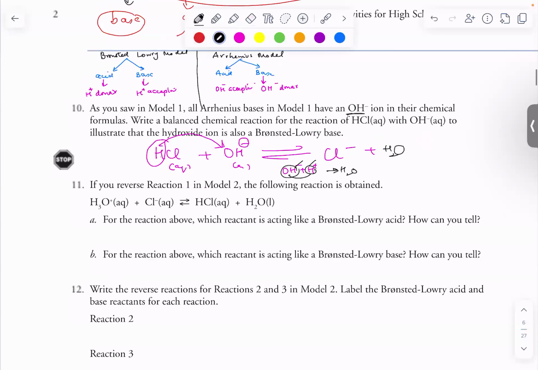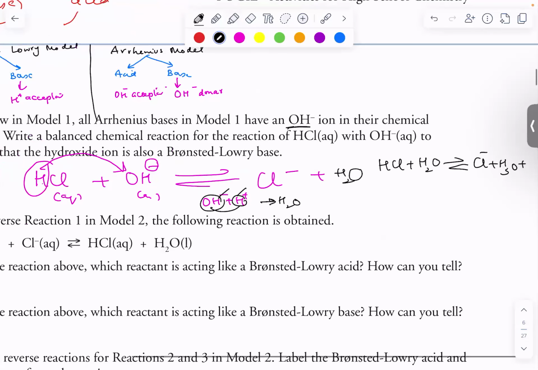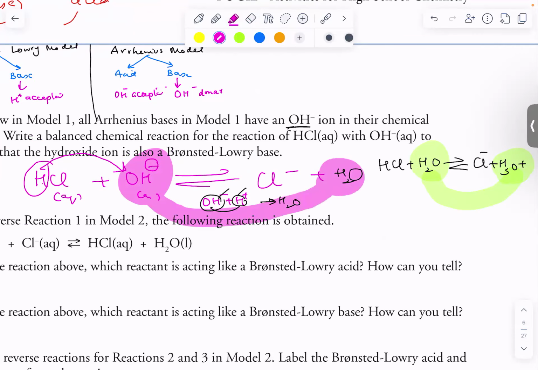So I'll write side by side. Let's suppose the question is given as HCl plus H2O. Then the answer would have been Cl negative plus H3O positive. Please compare these two reactions. What's the difference? Here is OH negative and here is water. So water changes into H3O positive and OH negative changes into H2O. Does it make sense?